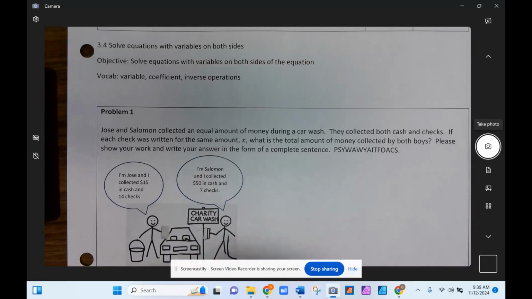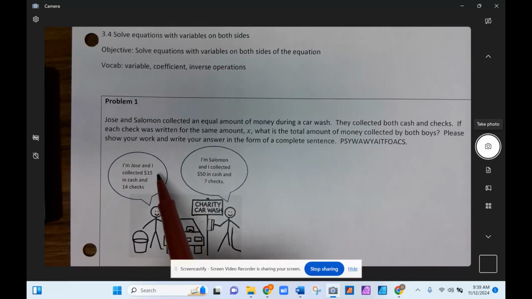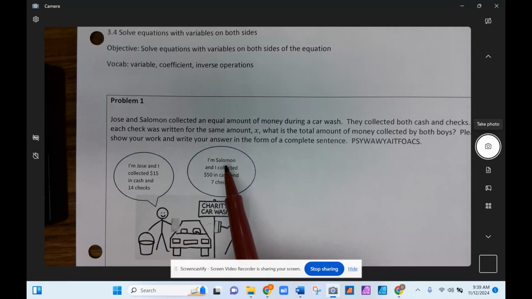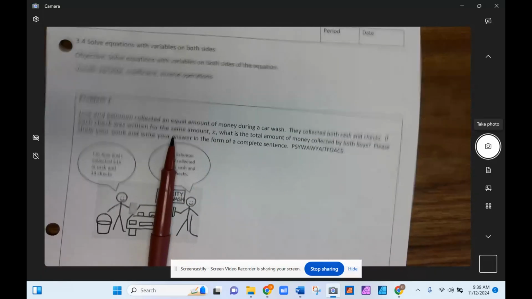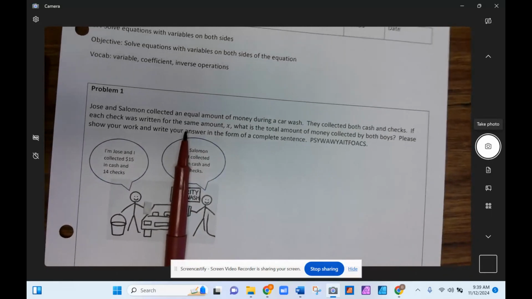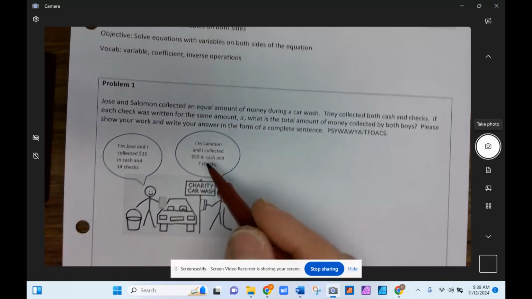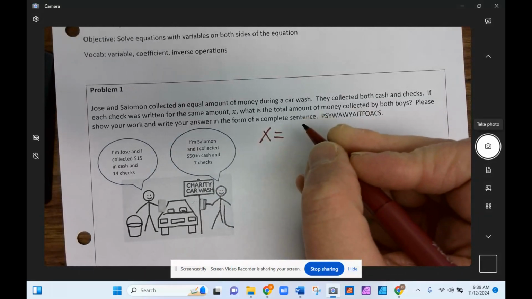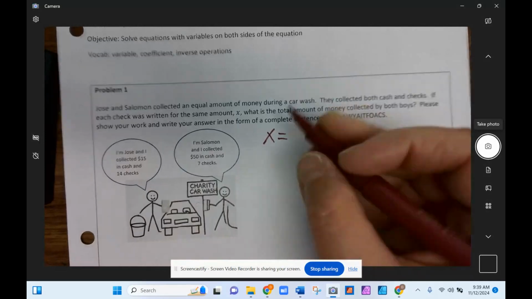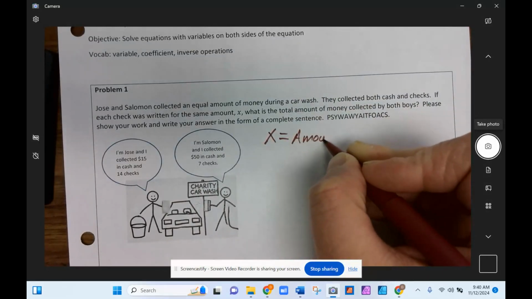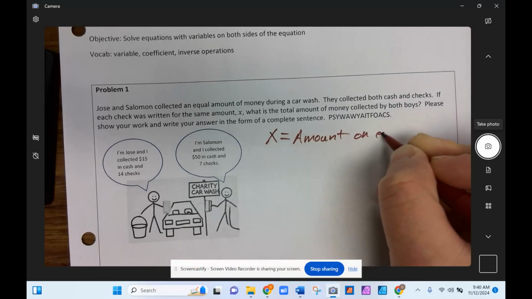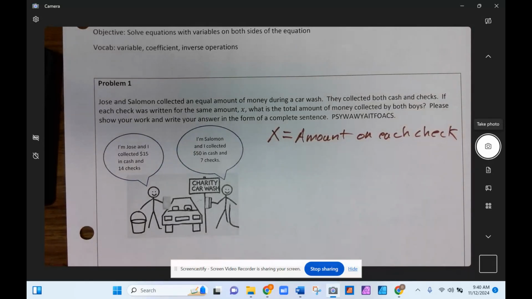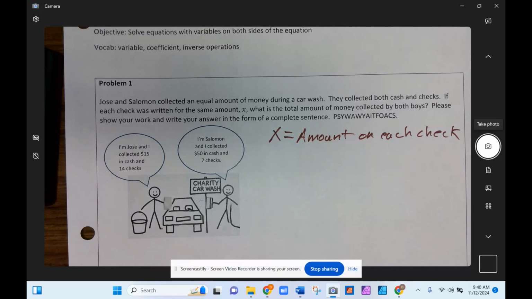Okay, so we got the boys right here. This is Jose, who collected $15 in cash and 14 checks. And Solomon collected $50 in cash and 7 checks, right? So we're going to define our variable first. X is, each check was written for the same amount, so the amount on each check. When you have a word problem like this, you want to define the variable you're using and what it means, okay?